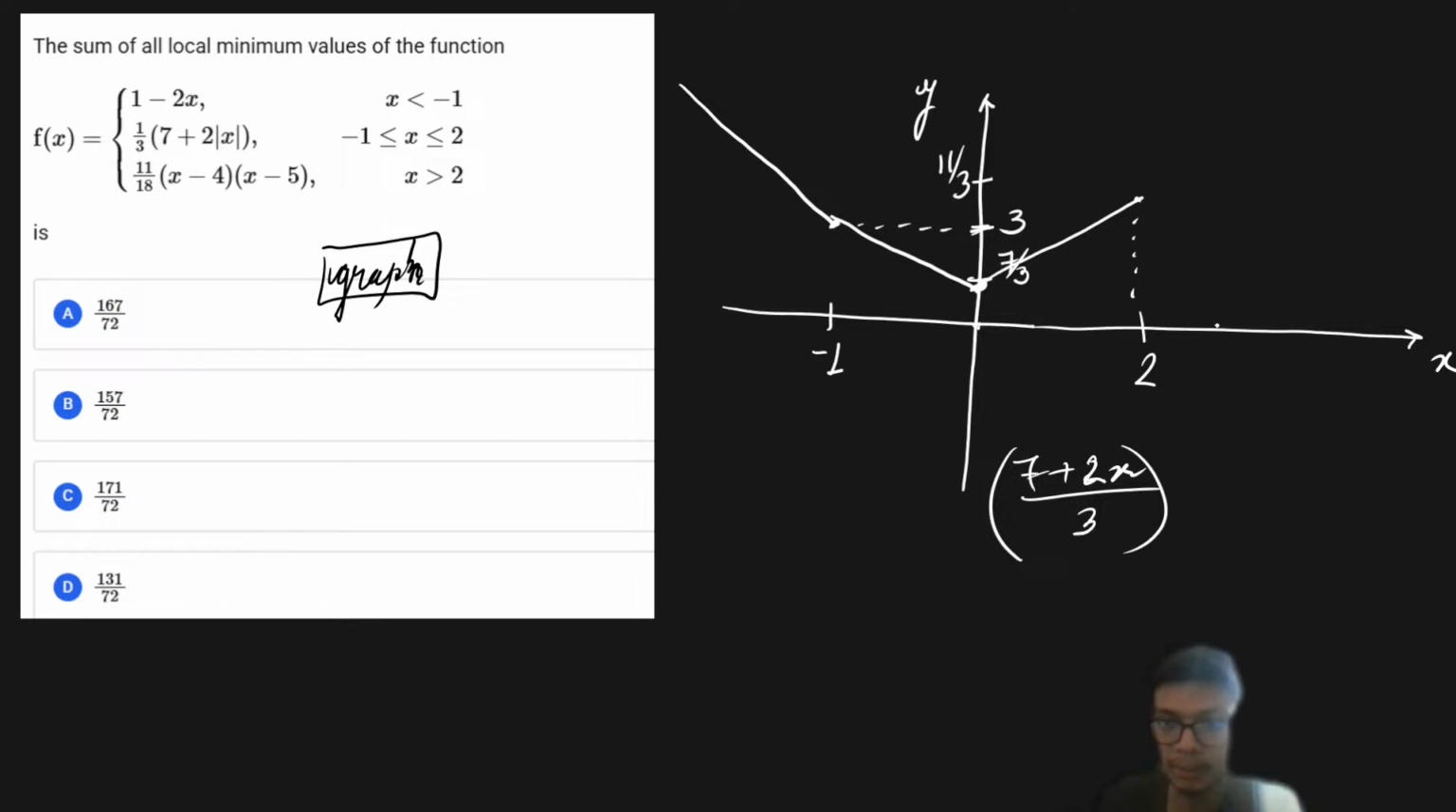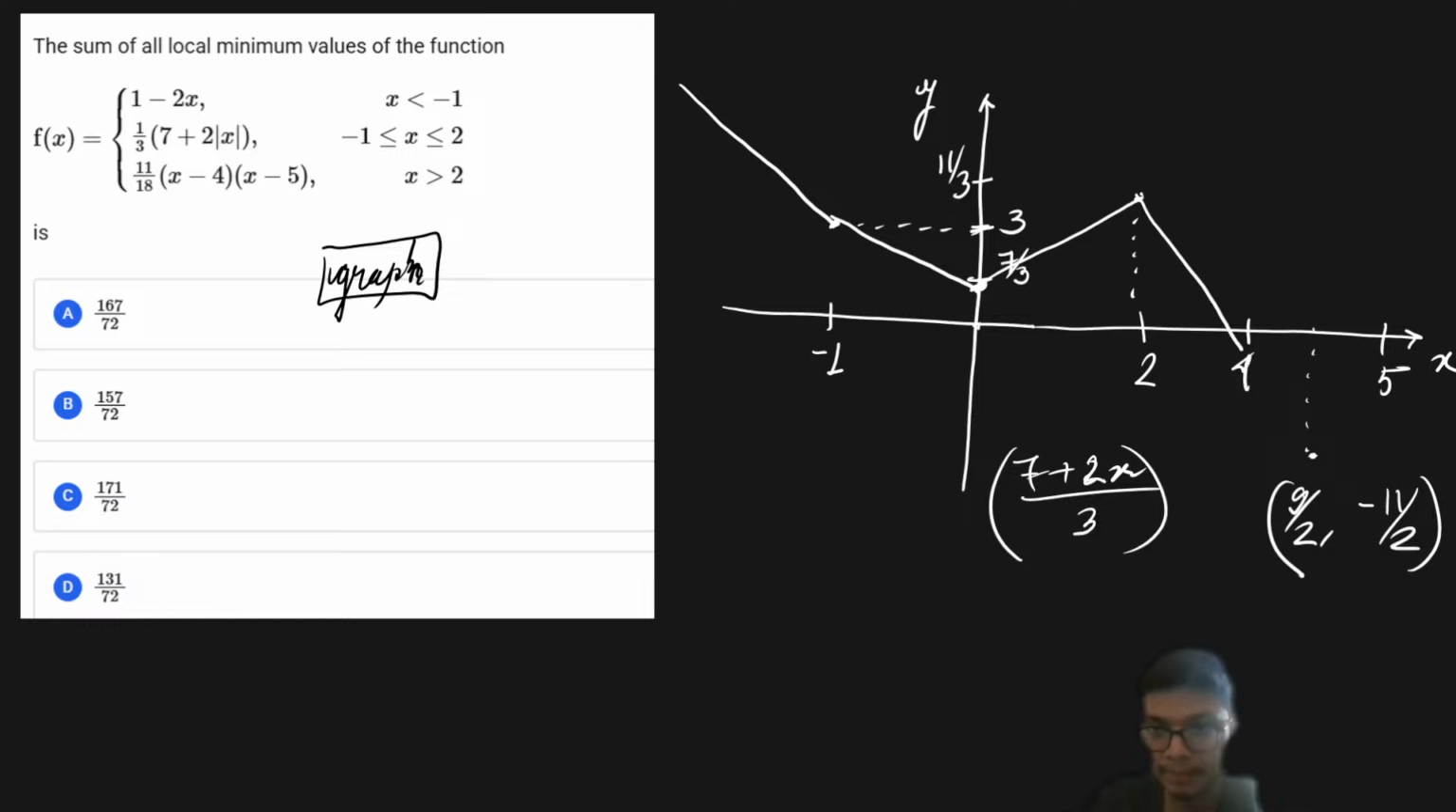And this parabola is going to have two roots, that is x equals 4 and x equals 5, and the minima is going to occur in between 4 and 5, that is basically at 9 by 2. And at 9 by 2, the value of y is coming out as minus 11 by 2. If you put this 9 by 2 in this particular equation, you're going to get minus 11 by 2. And the graph is going to look something like this. Okay, this is 4 and this is 5, right? So the roots are like this.